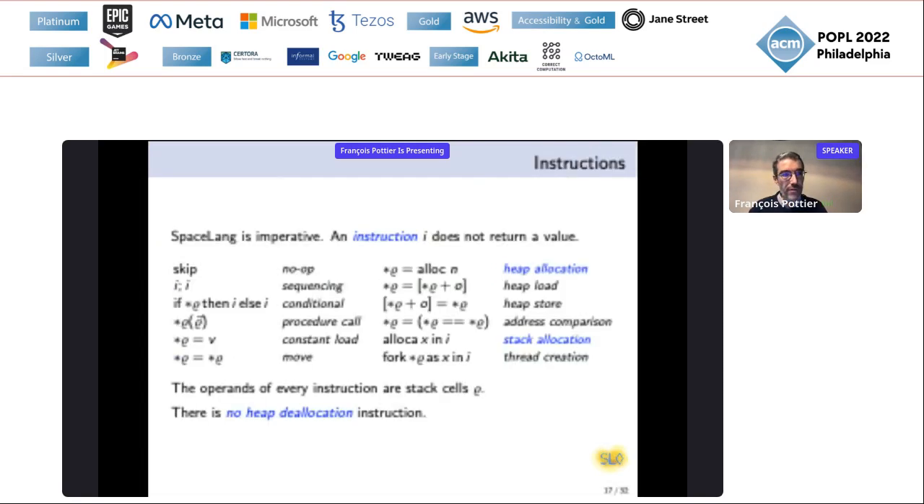Okay, so I'll show a very brief glimpse of this calculus called SpaceLang. In this calculus, we have an explicit notion of a stack cell row, and we have instructions instead of expressions. So no values are returned by expressions. Instead, we have instructions which have side effects on the stack cells. And it looks very much like an assembly language where the operands of every instruction are stored in registers. Here, the operands of every instruction are stored in stack cells. And of course, there is no heap deallocation instruction because there is a GC.